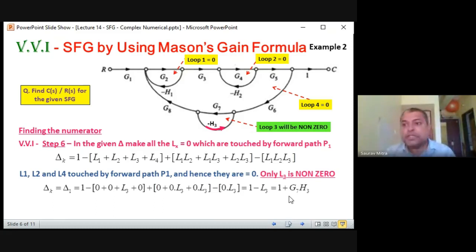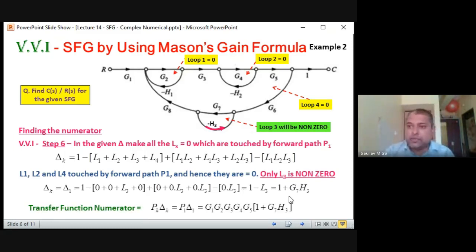This is the most important thing which I wanted to teach you, and after this there are no other new concepts which I can teach. So if you understand this numerical, you are through with all the concepts. Now it is only practice, and bigger numericals with two non-touching loops, maybe three non-touching loops, maybe four non-touching loops, that we will solve. So there are no new fundamentals in this case.